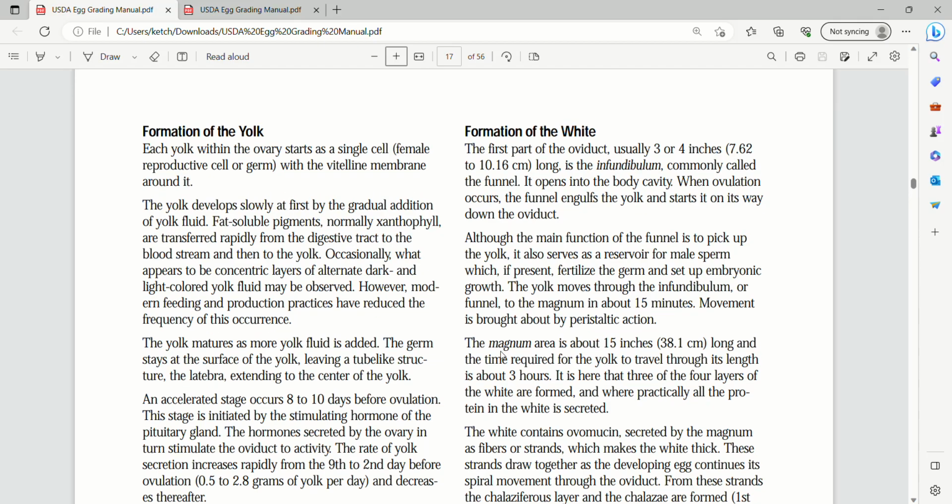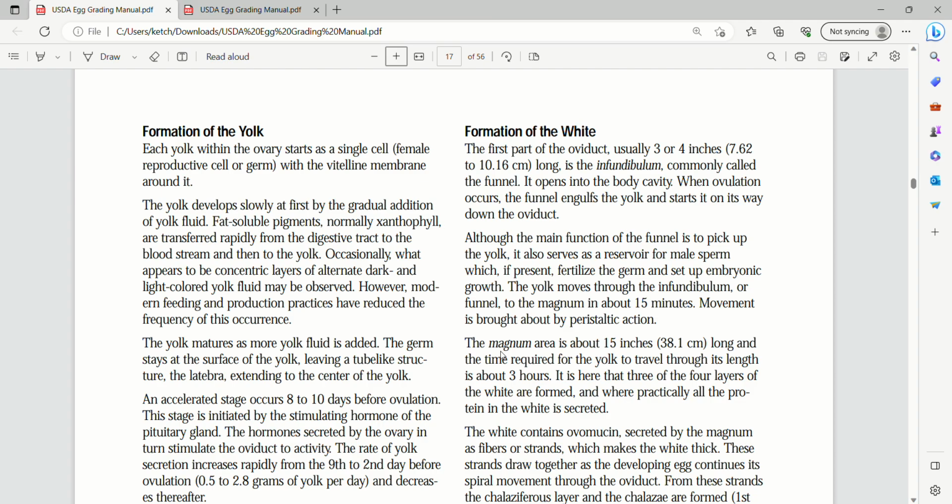Formation of the white. The first part of the oviduct, usually 3 to 4 inches long, is the infundibulum, commonly called the funnel. It opens into the body cavity. When ovulation occurs, the funnel engulfs the yolk and starts it on its way down the oviduct. Although the main function of the funnel is to pick up the yolk, it also serves as a reservoir for male sperm, which, if present, fertilize the germ and set up embryonic growth. The yolk moves through the infundibulum or funnel to the magnum in about 15 minutes.